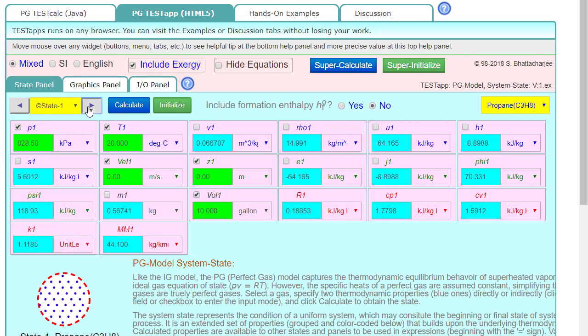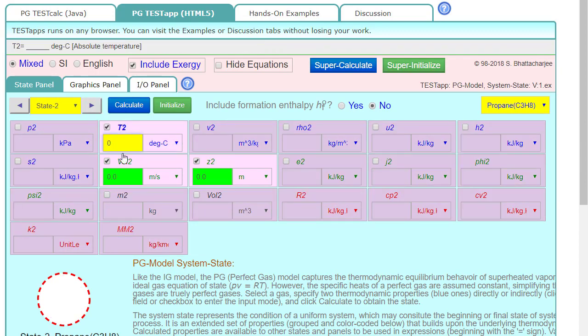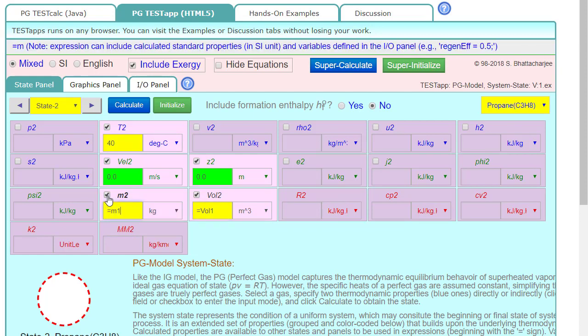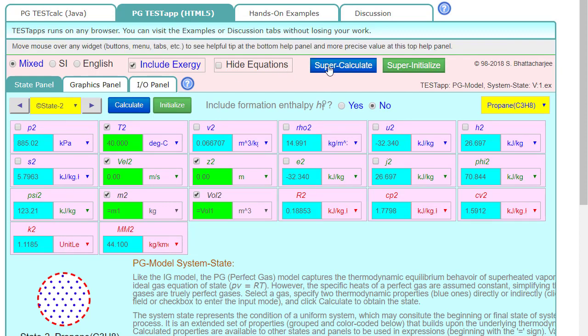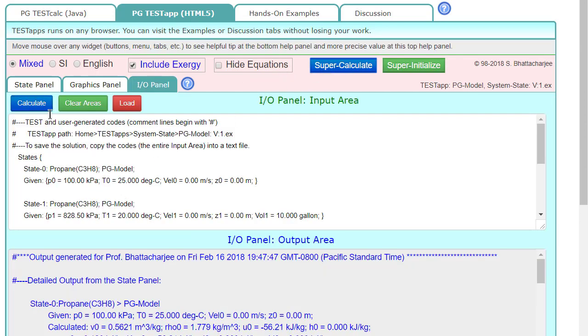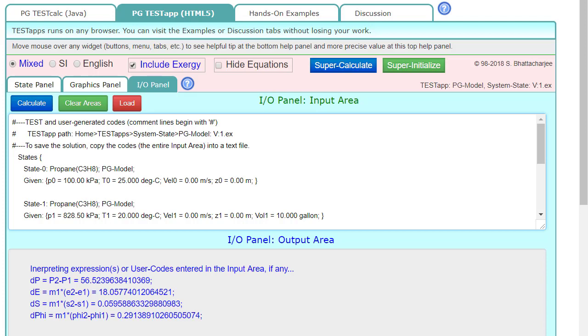Alright, and then state 2, it was 40 degrees C. Same thing, volume equals volume 1. And closed system, so mass equals M1. Alright, calculate, and I'm going to hit super calculate again. And then calculate again. And there's our answers down here in the output area. And you can see they're different. Before we got a pressure change of about 80 kPa, so that dropped pretty drastically.